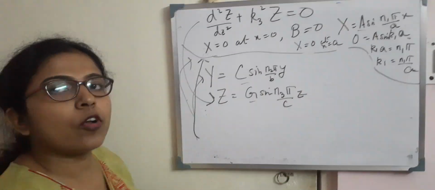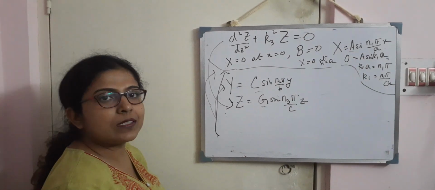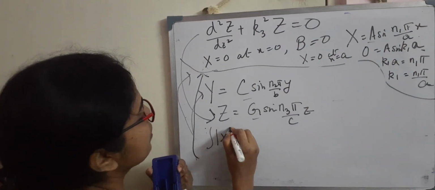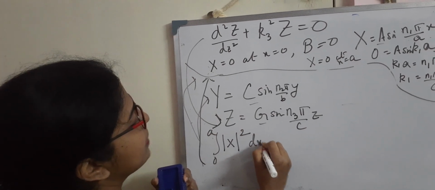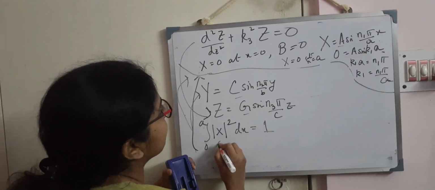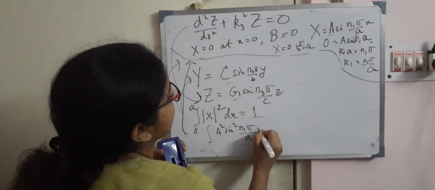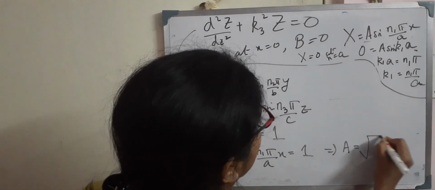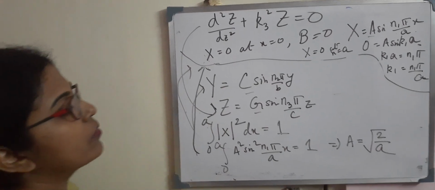We have found this out from the normalization condition for a 1D case. For the 1D case, we found out this A from the normalization condition. So here also we will be doing the same thing. If I apply the normalization condition, that integral from 0 to a of mod X squared dx is equal to 1, because the limit of x is from 0 to a, I will get A square sine square n1 pi by a x integrated from 0 to a equal to 1, and this will give me A is equal to root 2 by a. I am not working it out because it's the same integration which we have done in our earlier lecture.